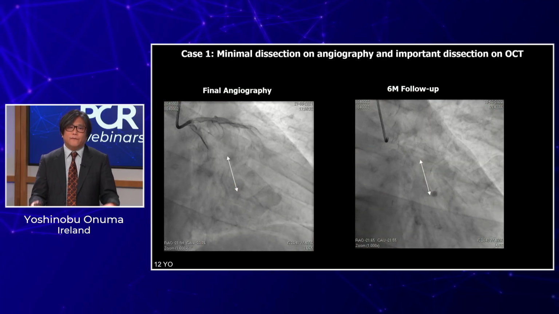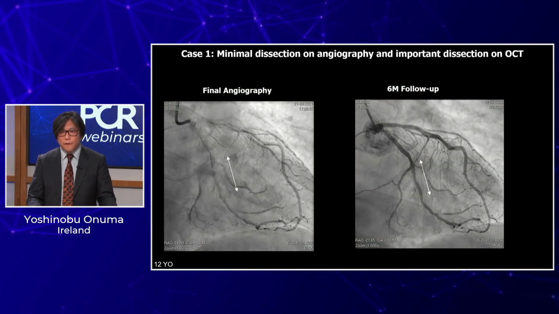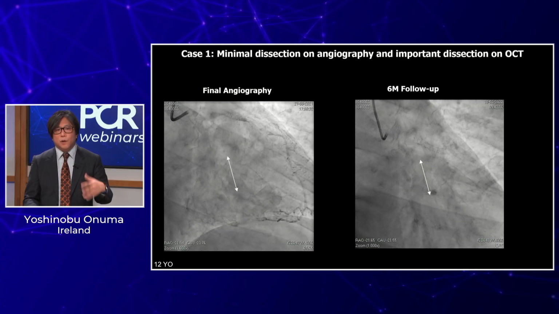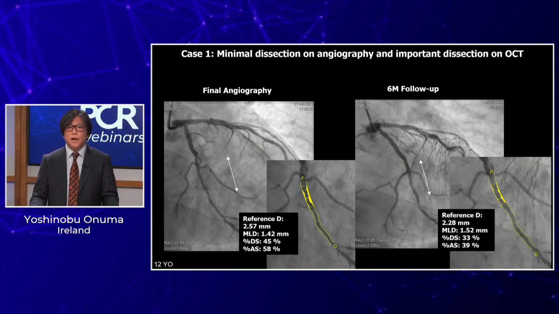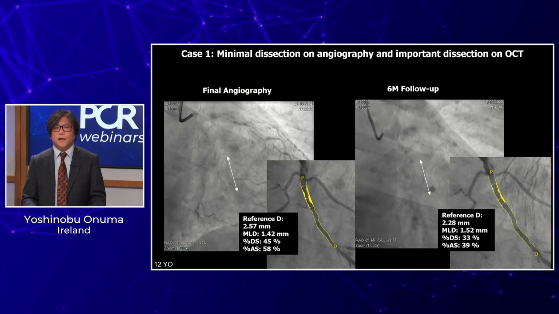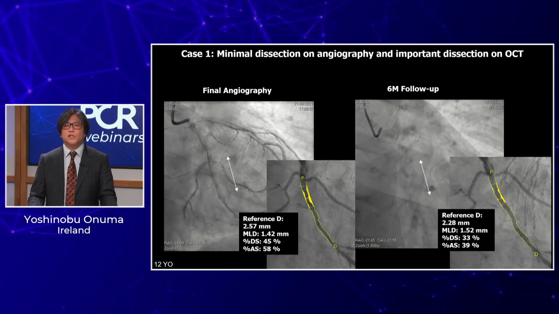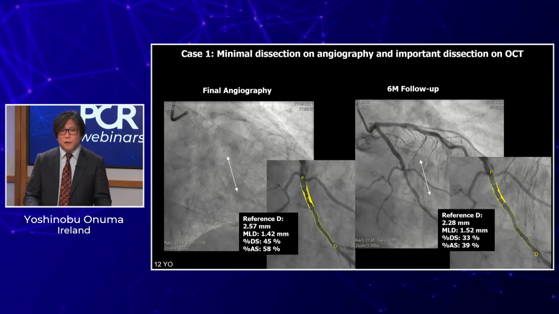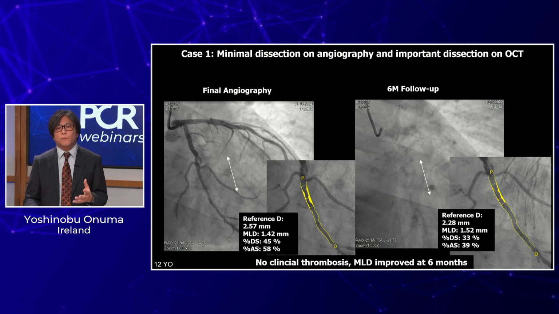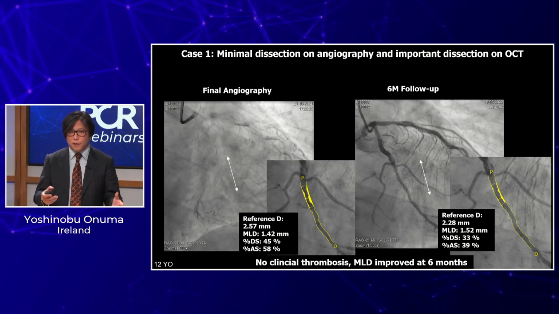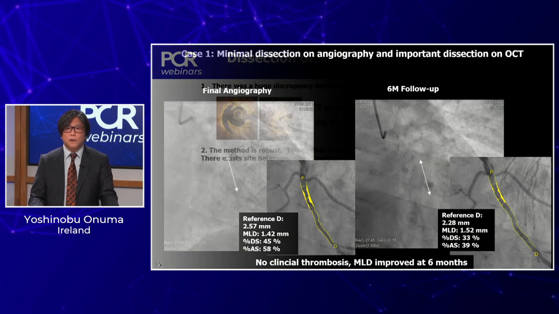However, the patient did very well. This is a final angiography. We have a 6-month follow-up according to this study procedure. You see that MLD improved at 6 months from 1.42 to 1.52 millimeters. So despite all these dramatic imaging findings, the patient was doing well without any clinical event.